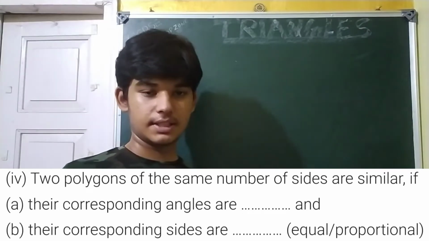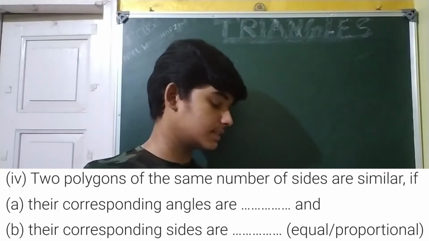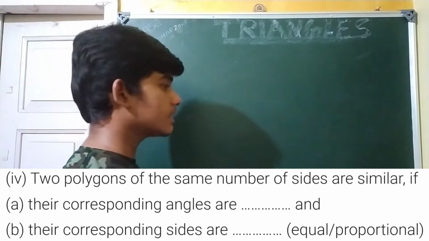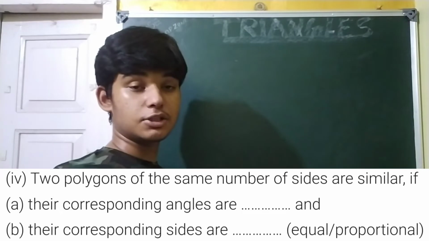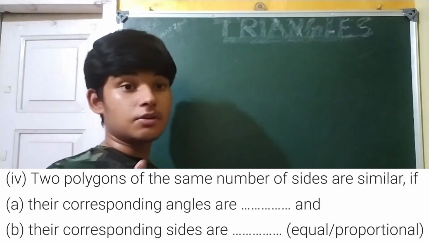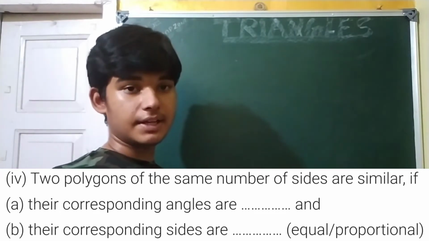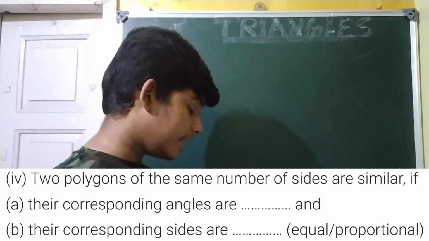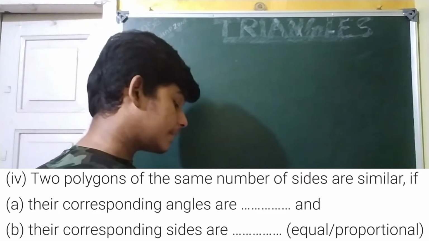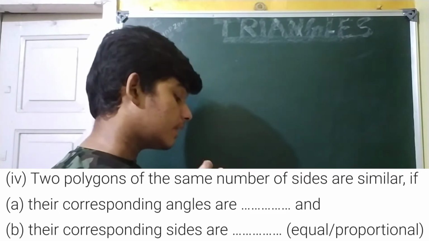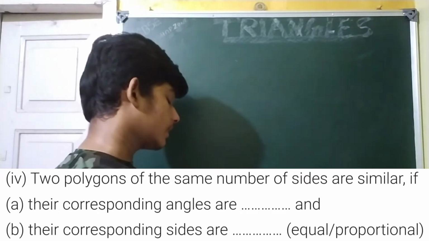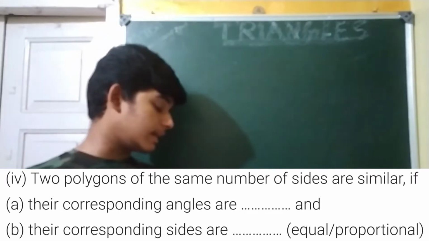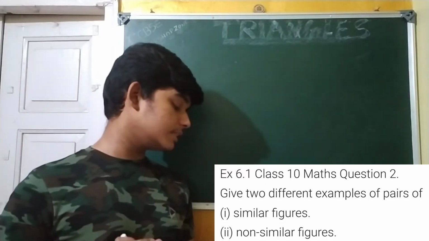Now, if you have watched that video, basically for two figures to be similar, their corresponding angles need to be equal and the corresponding sides need to be equal in some ratio, or proportional. So obviously the answer is: the corresponding angles are equal and their corresponding sides are proportional. So now that we have done that, let's go to the next question, which is, give two different examples of pair of similar figures and non-similar figures.